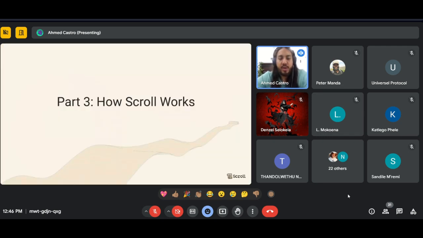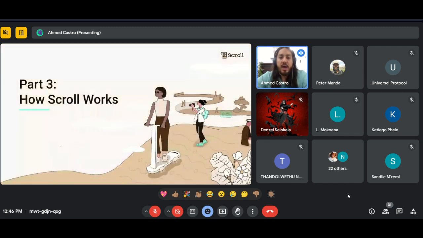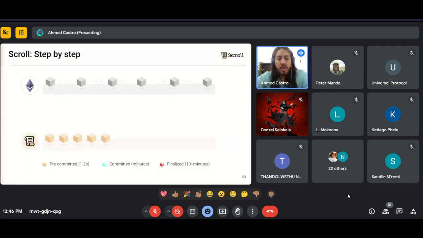Okay, now in a technical way, how does it work? Now we're going to deep dive into how Scroll works. As you can see, you have the blocks on layer one on the top, on Ethereum, and you have the blocks on layer two on Scroll. You have more blocks on Scroll than on Ethereum because there is a faster block time.